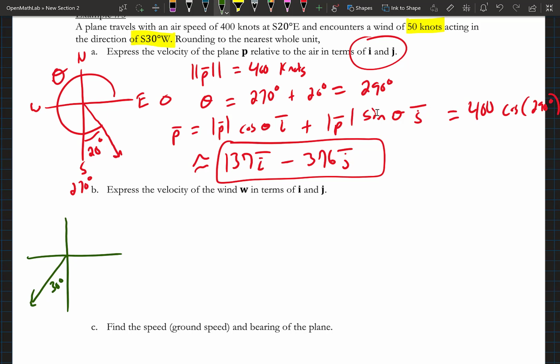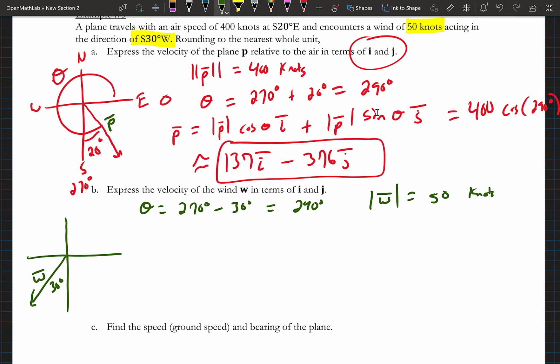So if I want to find theta really quick, that would be equal to 270 degrees minus 30 degrees, right, which is 240 degrees. And then we also know that the magnitude of vector w, right, so this is vector w. See, this was vector p up here. So the magnitude of vector w is equal to 50 knots, right, because that's the speed, right?